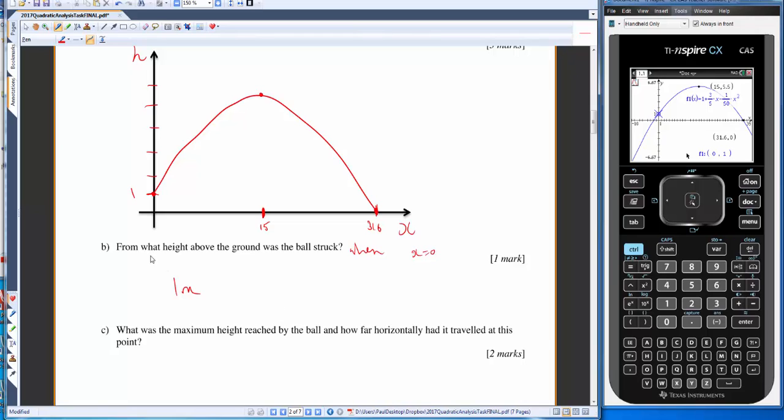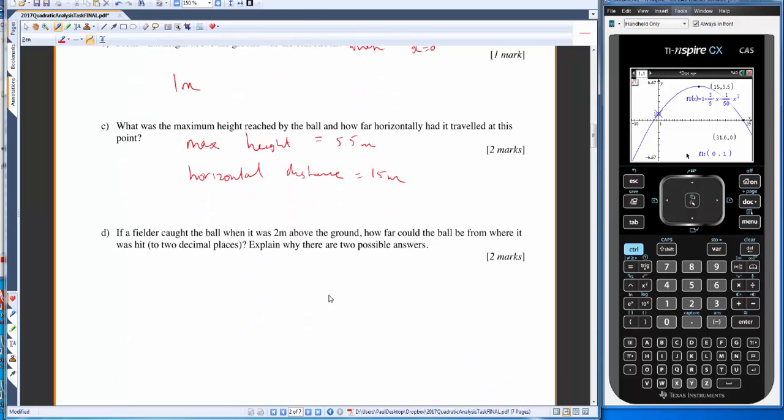That's all you need. What's the maximum height reached by the ball, and how far horizontally has it travelled? We need to first of all say max height, and the max height occurs here. That equals 5.5 meters, and how far horizontally? It's there. Horizontal distance equals 15 meters. Again, don't need any working out on that. That's your full 2 marks.